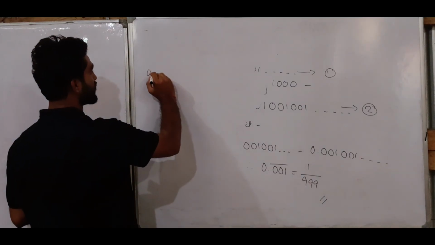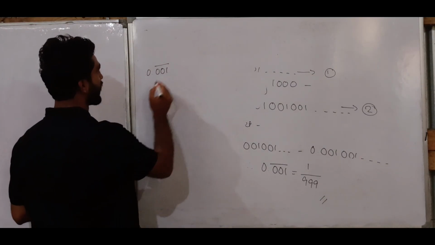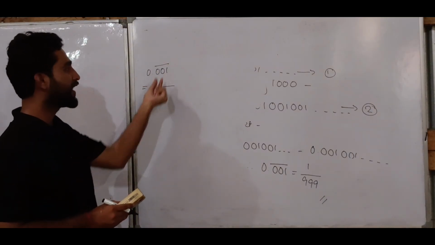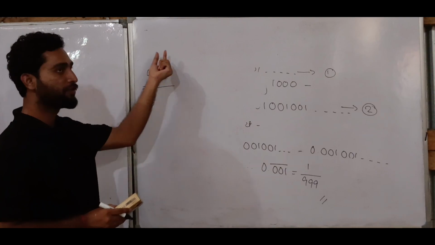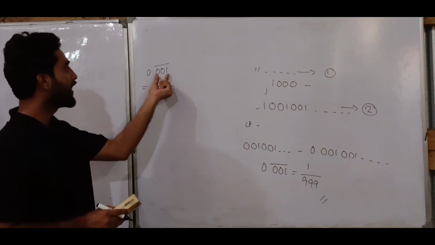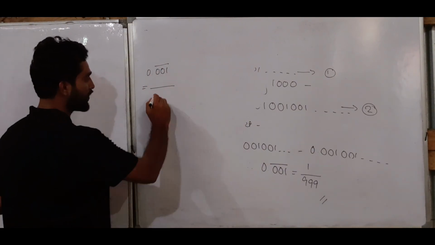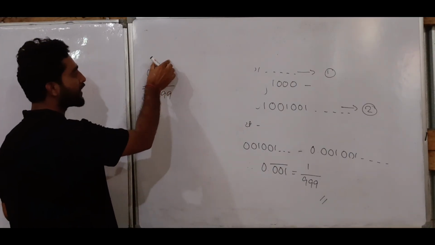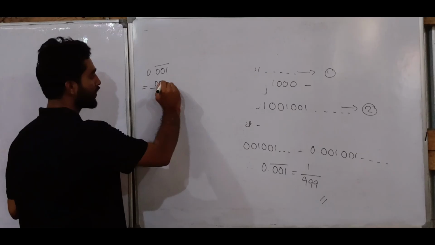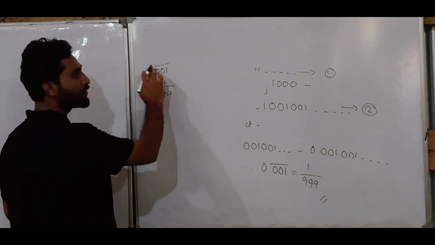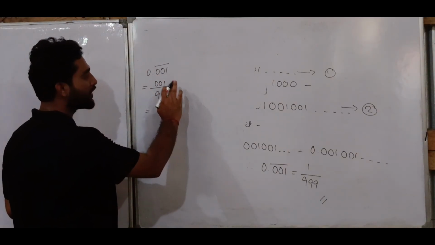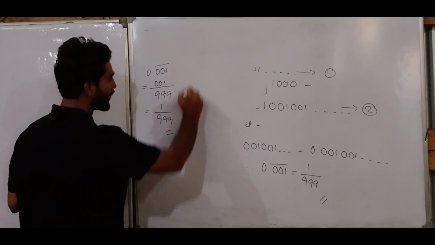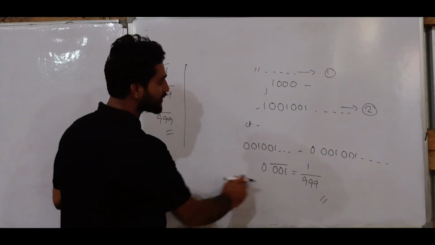You see the question is 0.001 bar. So you see, I told, no, if above the 1 digit bar is there, then you have to write 9. If above the 2 digits bar is there, then you have to write 99. Here you see above the 3 digits bar is there. So that is why we have to write 999. And here all the digits contain bar, and there is no digit which does not contain bar. So there is no need for subtraction of a number. So this will be 1 divided by 999. So this is the shortcut method and this is the long method.